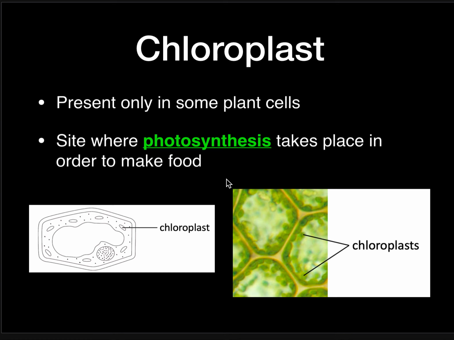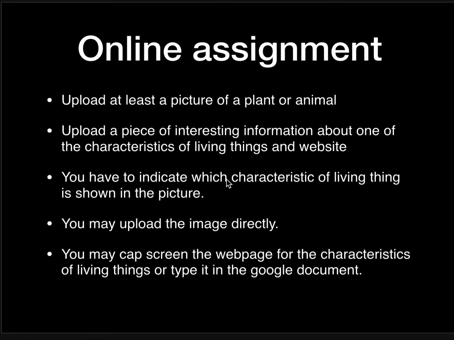Now it is about the online assignment. You have to upload at least one picture of a plant or animal, or upload a piece of interesting information about one of the characteristics of living things from websites. You have to indicate which characteristic of living things is shown in the picture. You can upload the image directly, or you can capture the web page for the characteristic of living things and type it in the Google document.